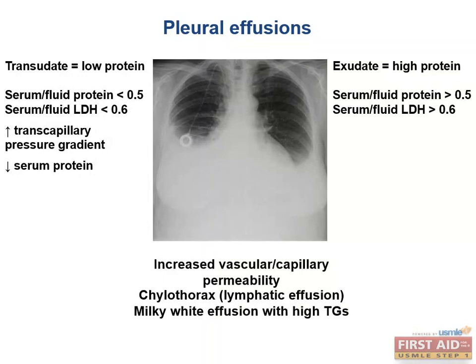One other type of exudative effusion worth mentioning is lymphatic effusion, or chylothorax. This is typically seen when the thoracic duct is damaged from trauma during cardiothoracic surgery or blocked by malignancy. When you tap the effusion, you typically get a milky white fluid that is high in triglycerides.